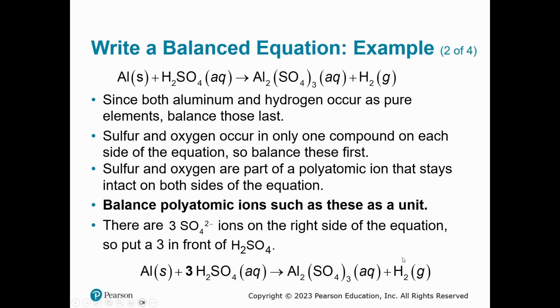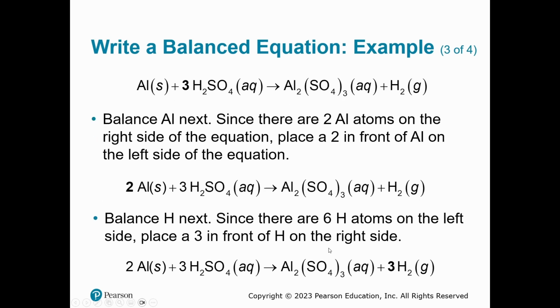In order to get our hydrogens balanced, we'll have to adjust that, and then we'll want to adjust our aluminums at the end. So we put 3 hydrogens in here because we have 6 hydrogens here. We need 6 hydrogens here. We'll put 2 aluminums here because we have 2 aluminums over here.